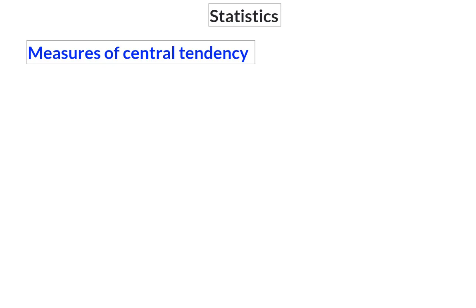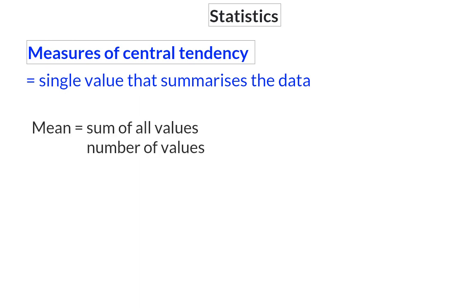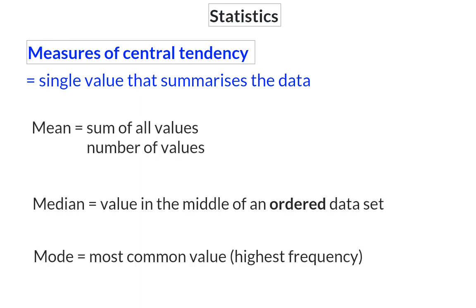The analysis and calculations that you've learned up to now can be divided into two groups: measures of central tendency and measures of dispersion. Measures of central tendency are calculations that result in a single value that summarizes the data. This then gives you the average tendencies of the data set. These measures are the mean, the median, and the mode.